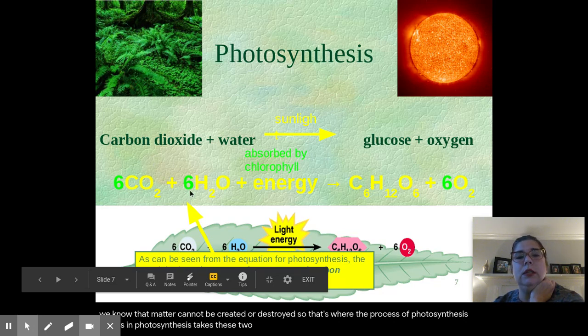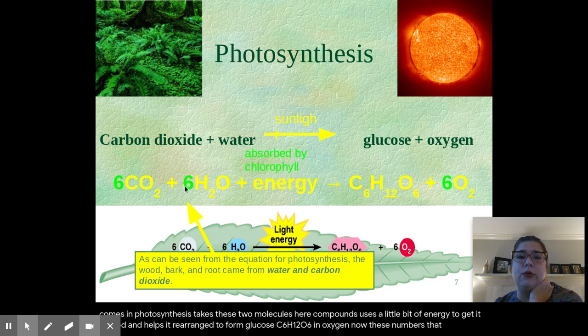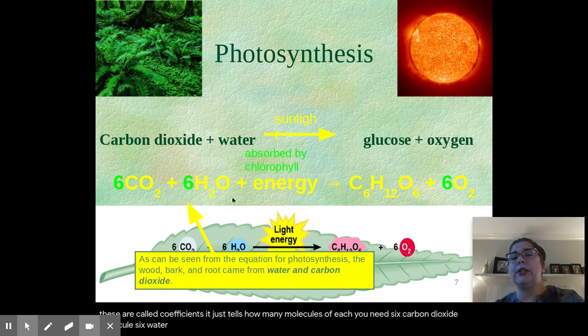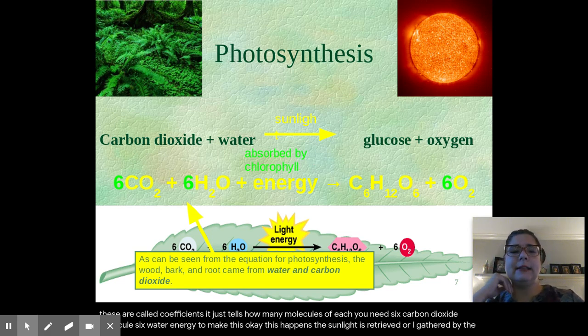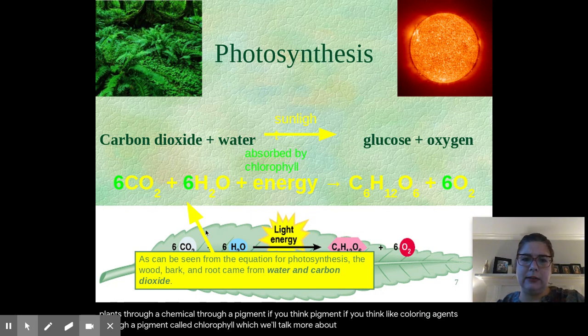Photosynthesis takes these two molecules, compounds, uses a little bit of energy to get it started, and helps it rearrange to form glucose, C6H12O6, and oxygen. Now, these numbers that are in green, these are called coefficients. It just tells how many molecules of each. You need 6 carbon dioxide molecules, 6 water molecules, and energy to make this. Okay? This happens, the sunlight is gathered by the plants through a pigment. If you think like coloring agents, through a pigment called chlorophyll, which we'll talk more about.